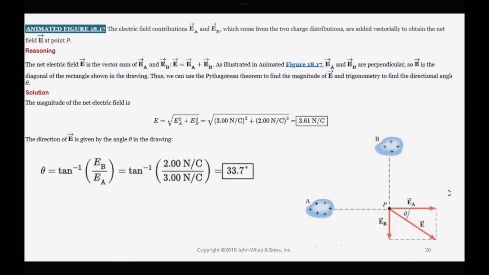Okay, so the reasoning here is that the net electric field is the vector sum of vector A and vector B. And this gives us the answer that the vector A and B are perpendicular. So the vector is a diagonal of the rectangle shown in the drawing. That's why we use the Pythagorean theorem and trigonometry. Now, for our theta, what we get here is 33.7 degrees. Okay, so please take note of this kind of formula to integrate in the vector sum.